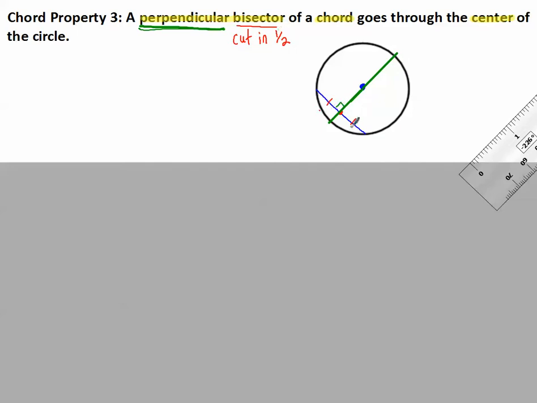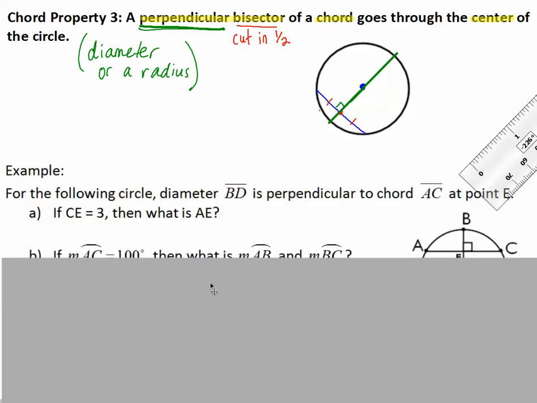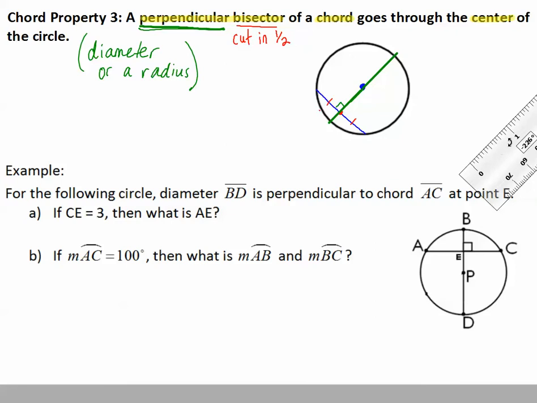Bisector, I cut it in half. Of this chord has to go through the center of the circle, which means that segment will be a diameter or a radius, or any type of segment that's going to touch the center of the circle. How can we apply that? Let's take a look.